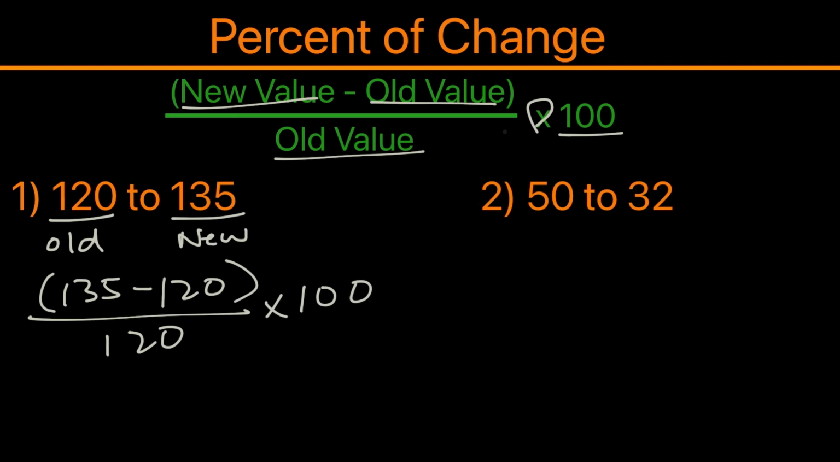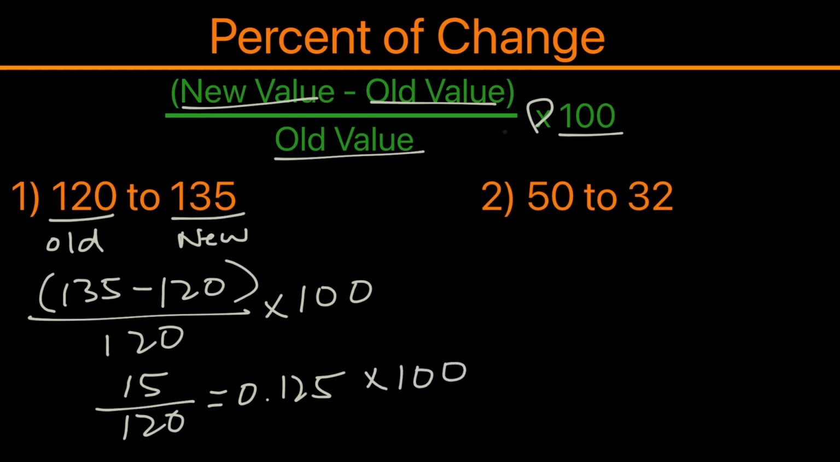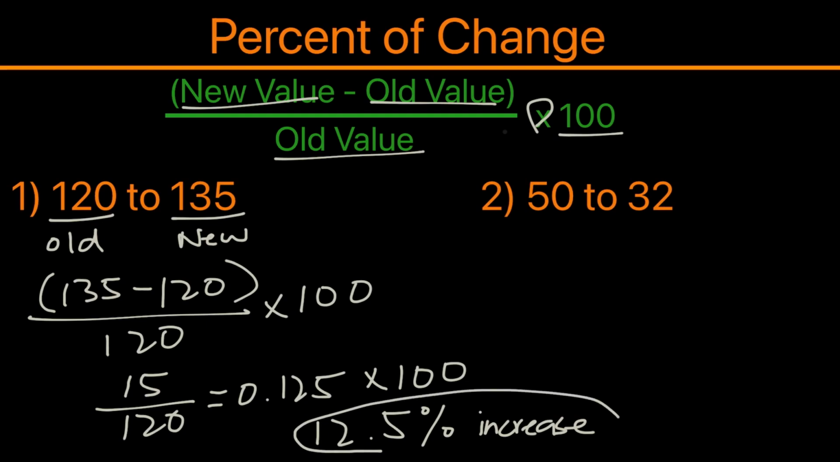135 minus 120 is 15. 15 over 120 is 0.125. Then we want to multiply by 100, and we will get 12.5. Since 12.5 is a positive number, that means that we have a 12.5% increase for the first example.